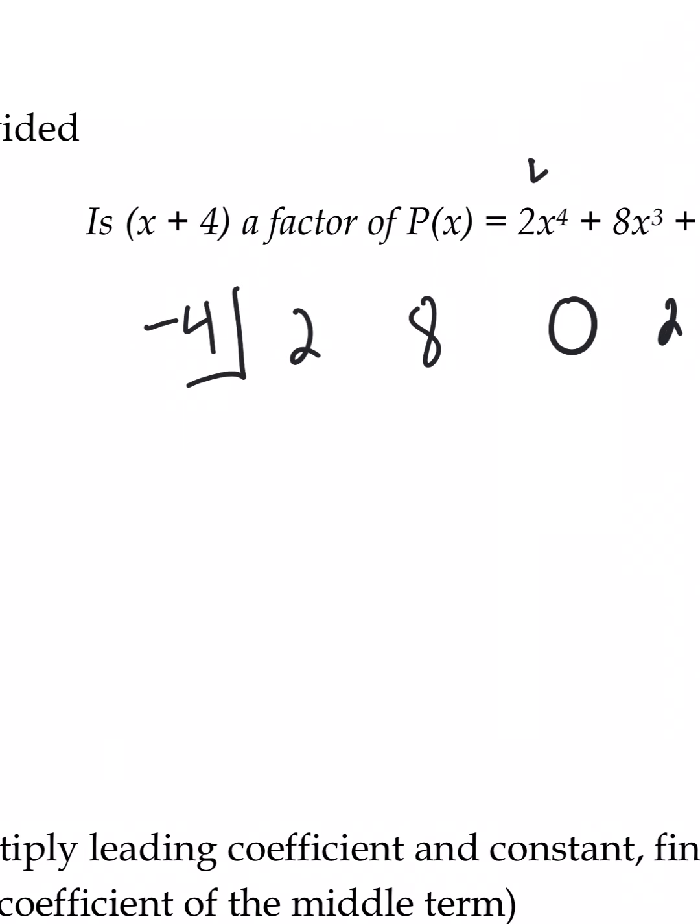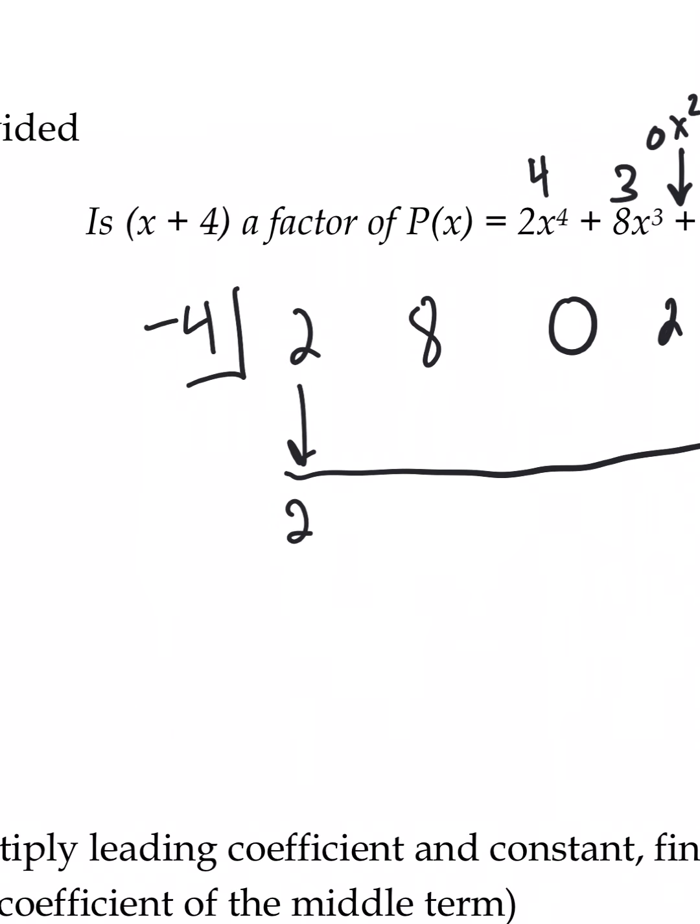Notice that our exponents go 4, 3, 1, 0. We're missing that 2. The x squared really needs to go in that slot there. So we account for that with that placeholder 0. Well, now the whole process is the same.